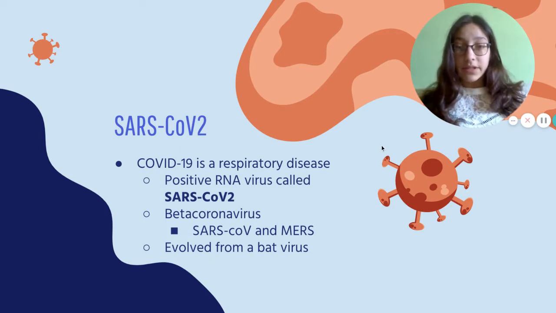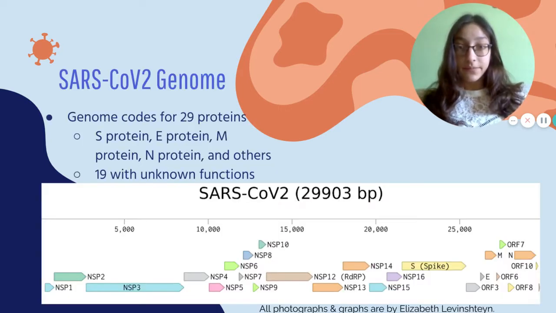COVID-19 is a respiratory disease caused by a positive RNA virus called SARS-CoV-2. SARS-CoV-2 is a beta coronavirus, similar to SARS-CoV-1 and MERS. Many scientists believe that it may have evolved from a similar beta coronavirus that is hosted by bats.